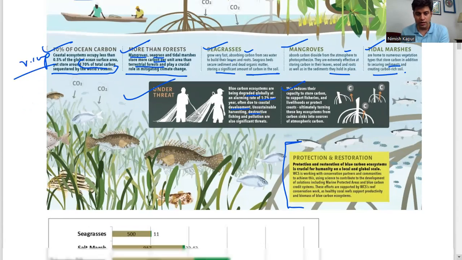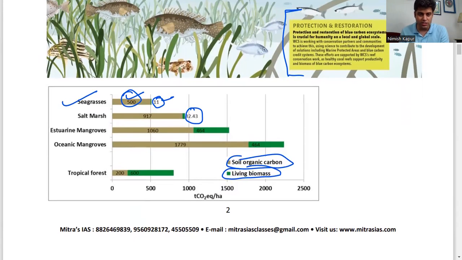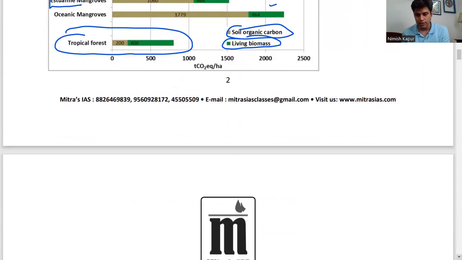So this is important. Here, this diagram will clearly tell you what the biomass is and how much soil organic carbon they store. So 11 is the value of the total biomass, 500 is the value of tons CO2 equivalent per hectare, right there. So 32.43 is the biomass and 970. So just see these three: seagrass, salt marsh, and estuarine mangroves have significant capacity to store soil organic carbon, whereas their biomass is relatively less. On the other hand, tropical forests have 600 living biomass, and the relative retention of soil organic carbon is pretty less. So this was blue carbon.